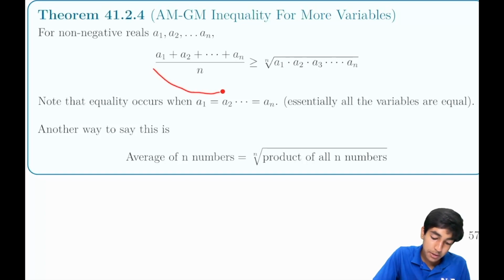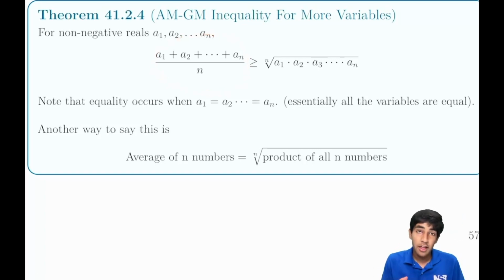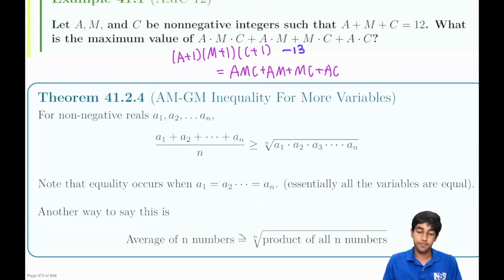If we take the arithmetic mean of any n numbers, it's going to be greater than or equal to the geometric mean of those n numbers. Basically, the geometric mean is just the nth root of the product of all of the numbers. So the average of the n numbers is greater than or equal to the nth root of the product of all the numbers.